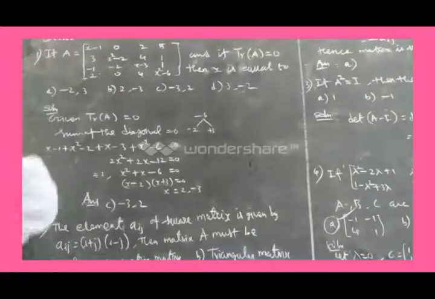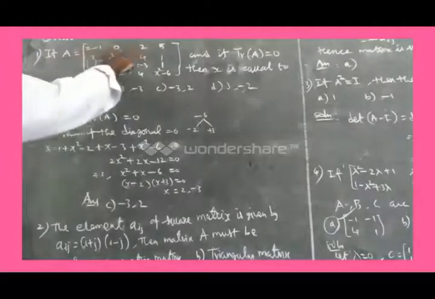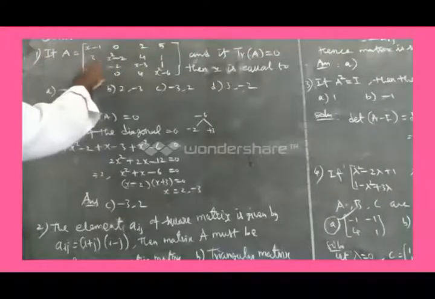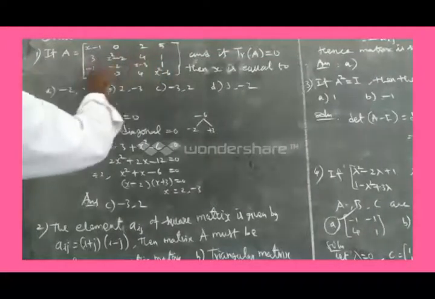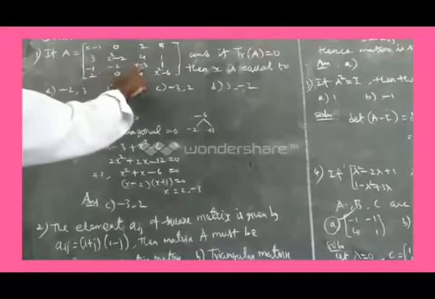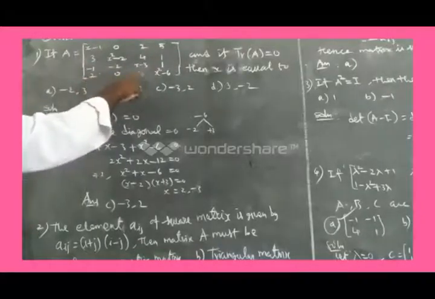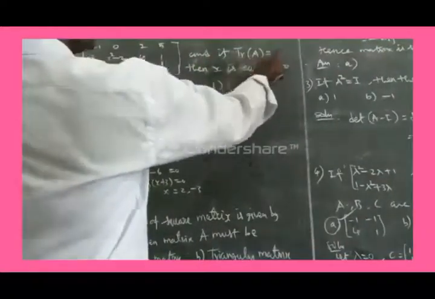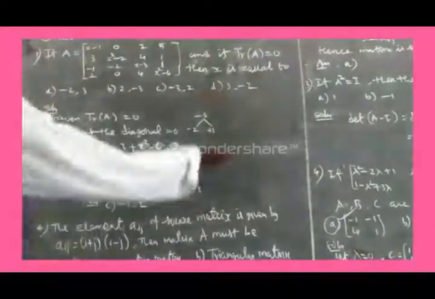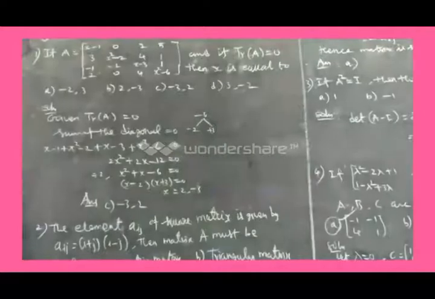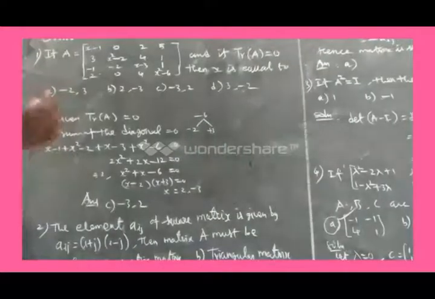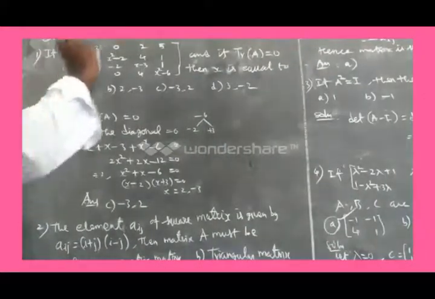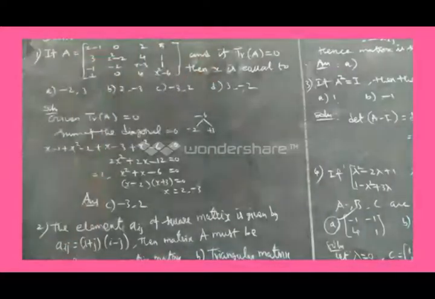If A equal to [x minus 1, 0, 2; 5, 3x square minus 2, 4; 1, minus 1, minus 2x minus 3; 1, 2, 0, 4x square minus 6], and if the trace of A equal to 0, then x is equal to? So, to find out x in the given matrix A.